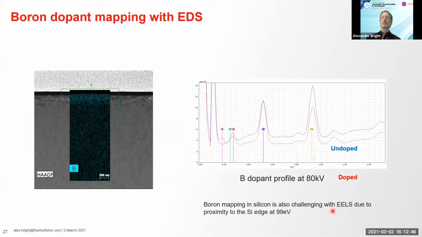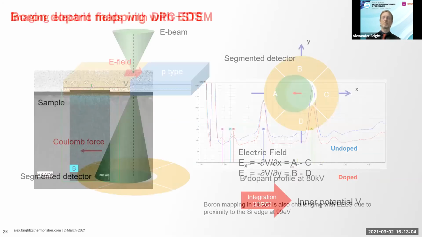So for boron, EELS gives you much better signal, but in the case of doping in silicon, it's quite challenging because of proximity to the silicon edge at 99 eV. So the background fitting for the EELS data is also quite difficult in EELS, I think.